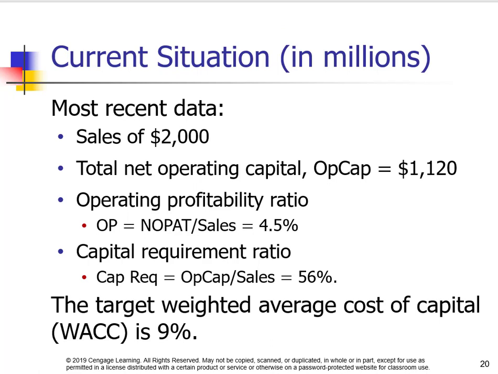So here's the data we have for this company. It has sales of $2,000. The total net operating capital is 1.12. Operating profit ratio, that's NOPAT, right? Net operating profit after taxes divided by sales. In this case, they have a 4.5% ratio. And their capital requirement ratio, which is their operating capital divided by sales, is 56%. And the target weighted average cost of capital for the firm is 9%.